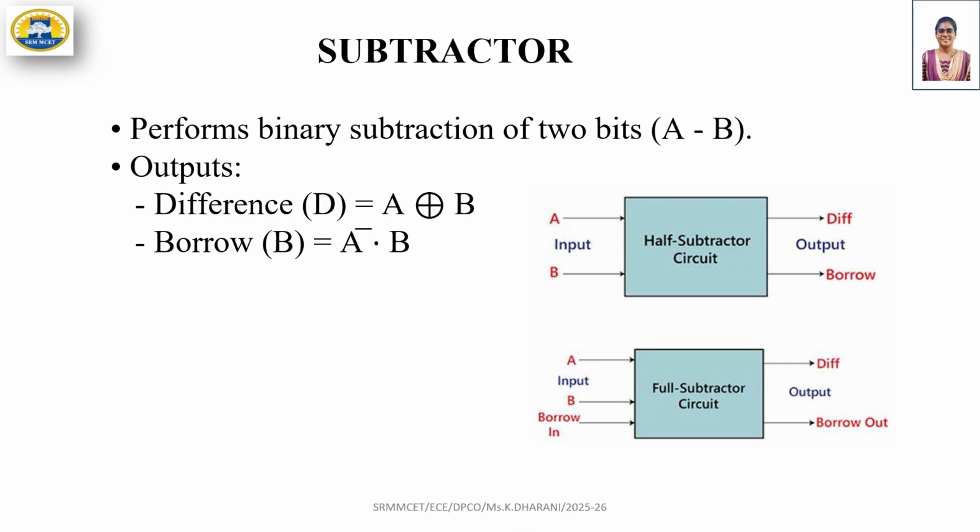Now we are going to see the subtractor. The subtractor's function is to subtract a binary bit B from a bit A, that is A minus B. The output would be a difference and a borrow. For the difference, I have mentioned XOR, and for the borrow, I have mentioned an AND gate with A inverted. For example, consider A is equal to 0 and B is equal to 1. Then the output we get is difference is equal to 1 and borrow is equal to 1.